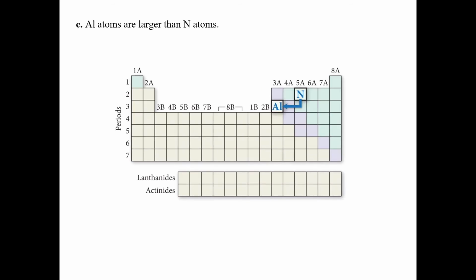Al atoms are larger in part C. So we'll start off with nitrogen. We're going to go down, so that's increasing the radius. And then we're going to move to the left, which also increases the radius. And that's why Al is our answer here.